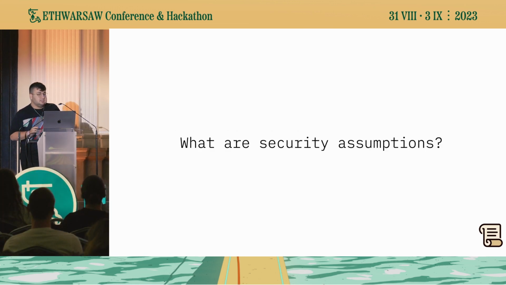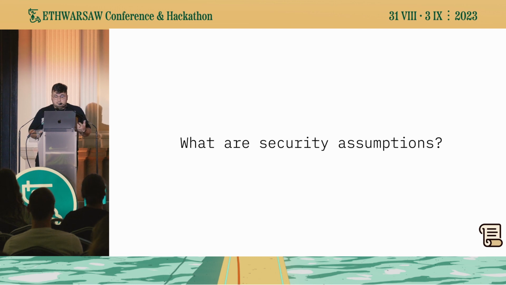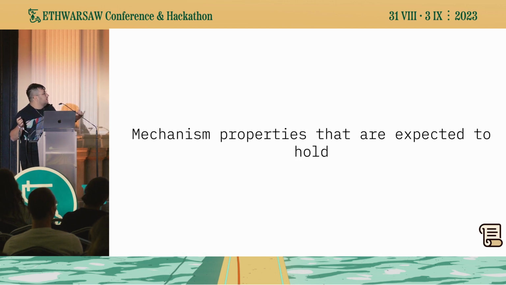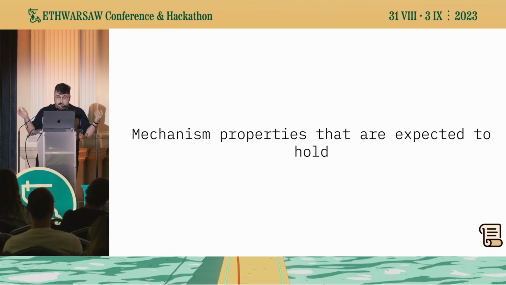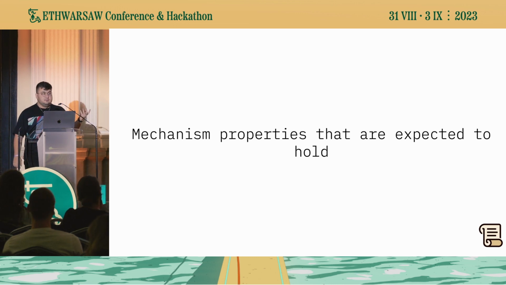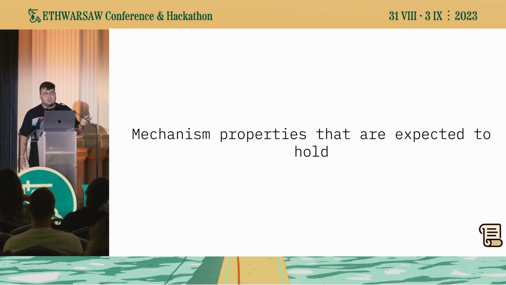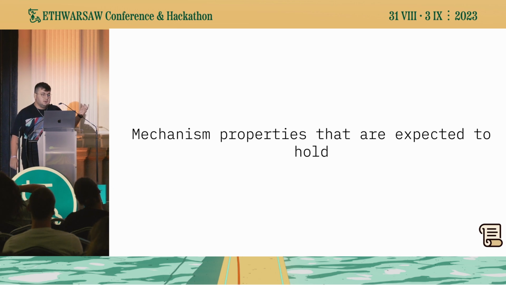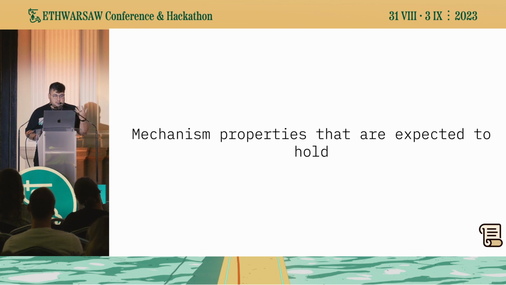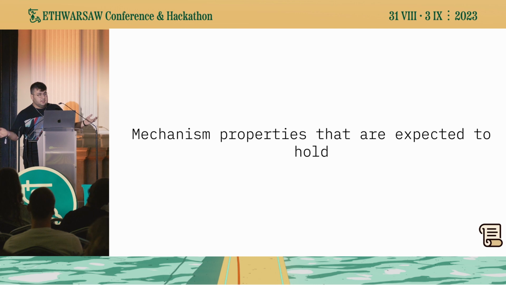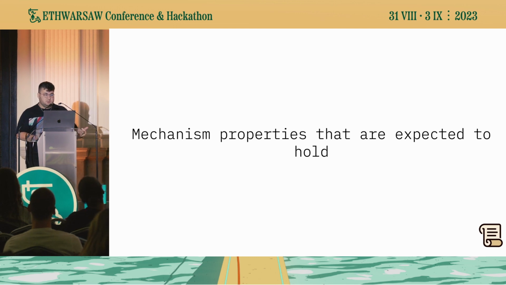And what does a security assumption mean? A security assumption is a mechanism property that we expect to hold no matter what. So for example, when we use a BFT consensus mechanism, let's say Tendermint, we assume that two-thirds of the participants are honest. And if they're not, the protocol is no longer functional. It just breaks. And so every single thing that we use, whether it's on the cryptography side or on the protocol side, we always make some assumptions that they should work. And so it's impossible for us to just dismiss those assumptions.